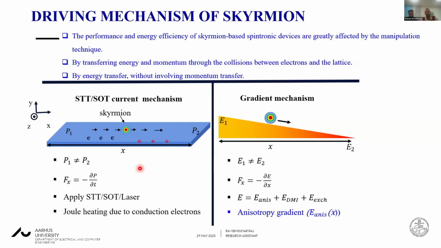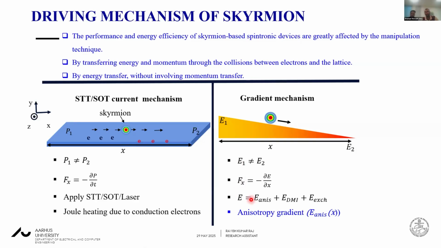There is much experimental work that drives the skyrmion using the STT or SOT mechanism. When electrons go through the sample, spin momentum is transferred to the spin textures, which move along the nanotrack. If it is a ferromagnetic skyrmion, it deviates from the original straight path. If there is a method to create an energy difference across the sample, then due to this energy gradient the skyrmion also moves. This is an energy efficient method because Joule heating can be avoided.